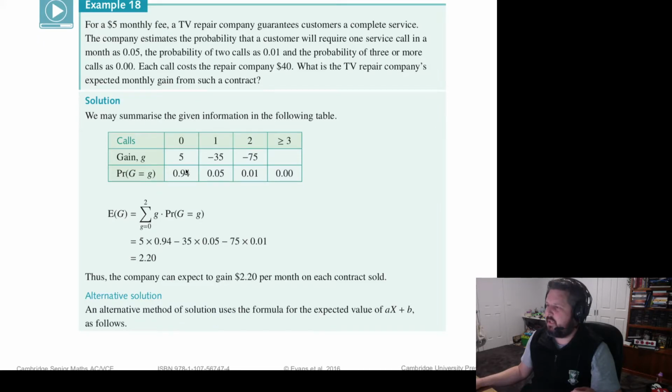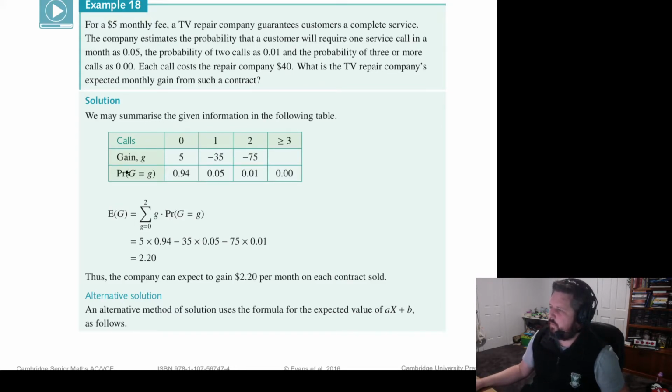Worked example 18, we're powering through them. It says here, for a $5 monthly fee, a TV repair company guarantees customers a complete service. The company estimates the probability that a customer will require one service call in a month as 0.05, the probability of 2 calls is 0.01, and the probability of 3 or more calls is 0. Each call costs the repair company $40. What is the TV repair company's expected monthly gain from such a contract?